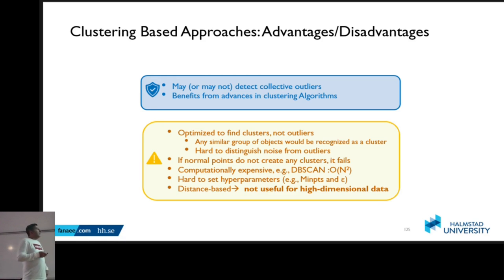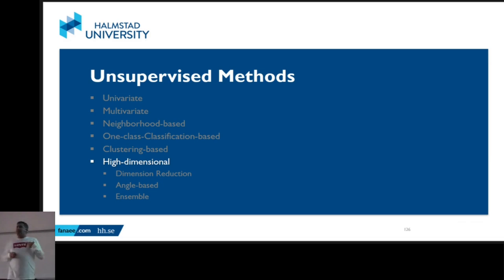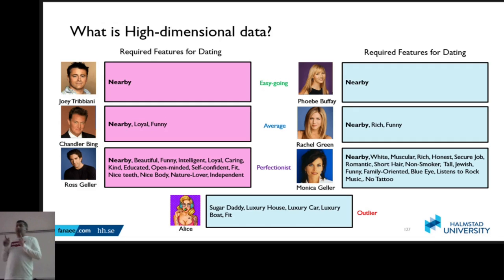They are computationally expensive. For instance, DBSCAN has quadratic complexity. It's sometimes hard to set the hyperparameters for this type of clustering, like DBSCAN, and they are distance-based. I will tell you why. So they are not useful for high-dimensional data. But what is high-dimensional data? To give you a clue of what high-dimensional means, I created this toy example of Friends. All of you probably have seen this fantastic comedy series.